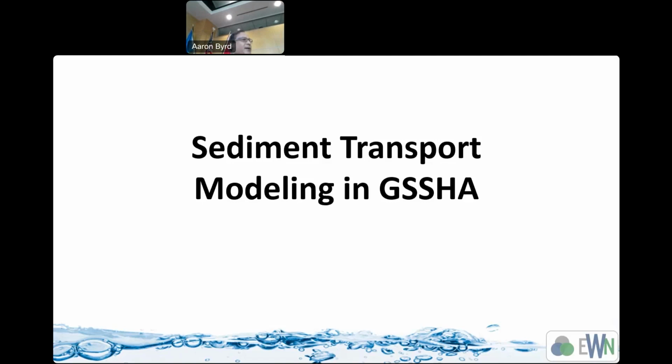Talking about sediment, a little different topic, but it integrates with hydrology so well because all the cause of sediment is the hydrology, right? So we have sediment, 2D sediment included in GSSHA. Also in the stream process in GSSHA too. So we'll talk about those.